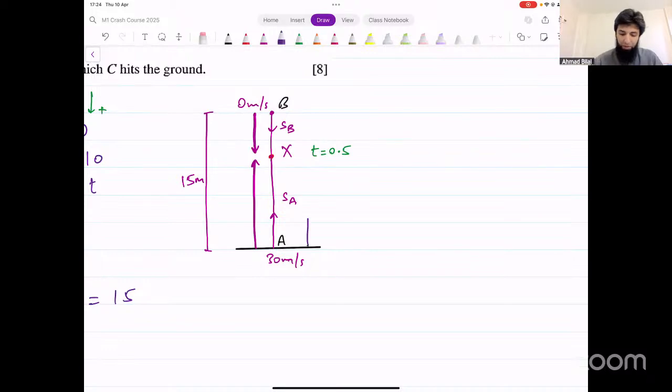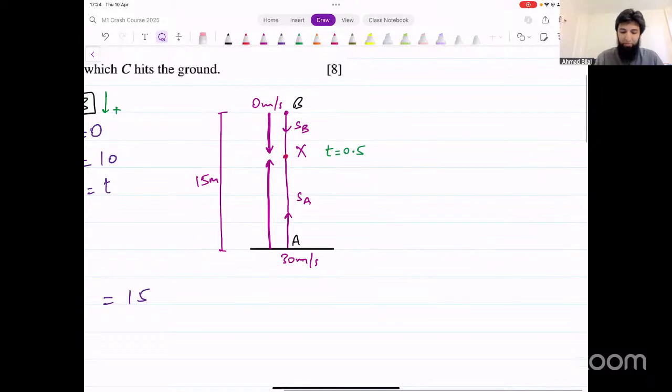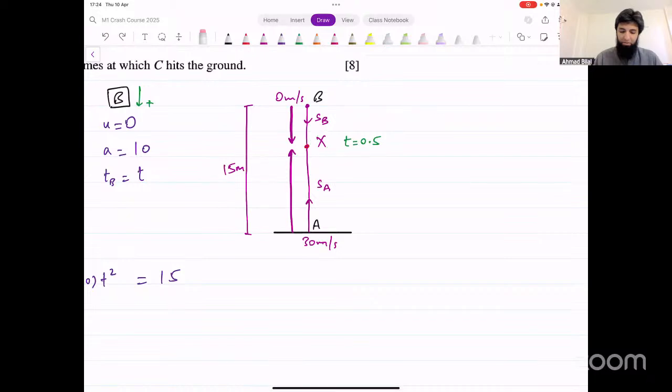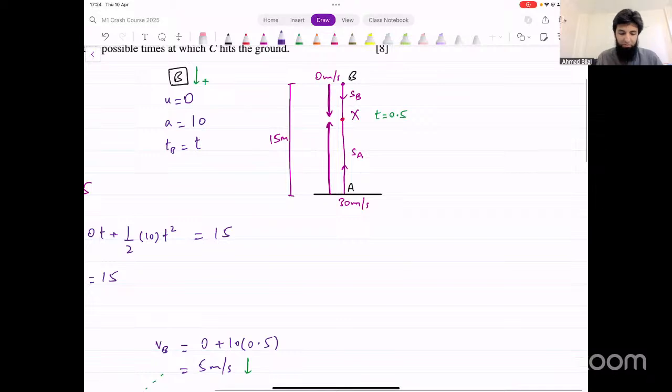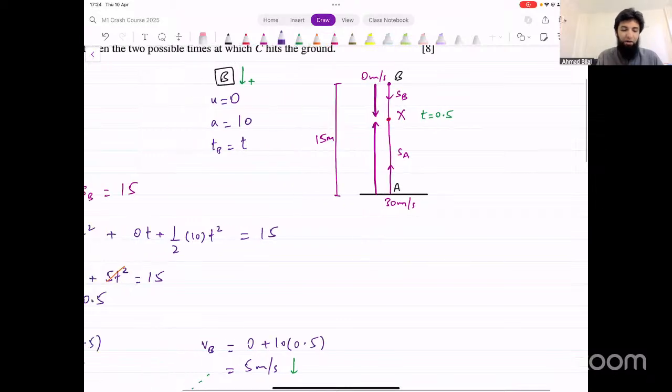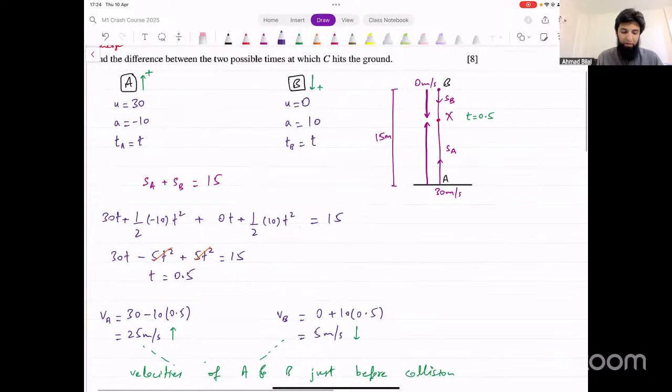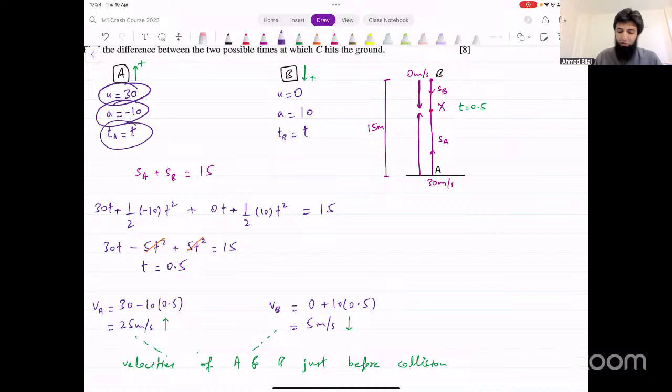A traveled from the ground to that point X. How much displacement did it travel? What is that represented by? That displacement is represented by SA here. If we can find the value of SA, that will give us the height of this point of collision above ground. Okay, so we can find that using that initial set of values that we had for A. For A, we knew that initial velocity was 30. Acceleration was -10. We also found the value for time for this. That turned out to be 0.5. So what we can do is we can find SA from that.